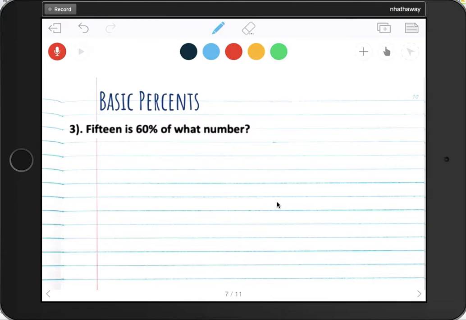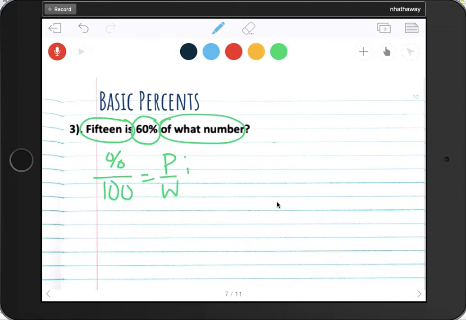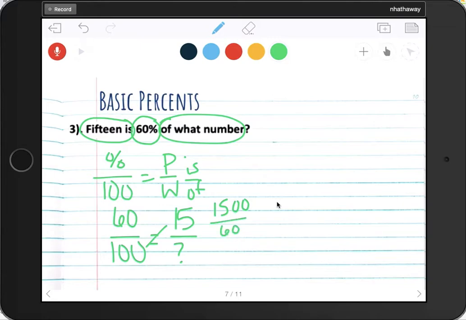15 is 60% of what number? 15 is 60% of some number. Percent over 100 equals part over whole, or is over of. So 60 is our percent. 15 is our is of something. Cross multiply. 100 times 15 is 1500. And then I'm going to divide by 60. And you get 25. Shucks. 25. There we go. So hopefully that helps.